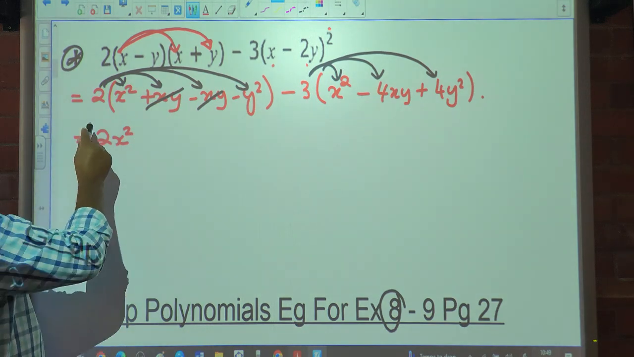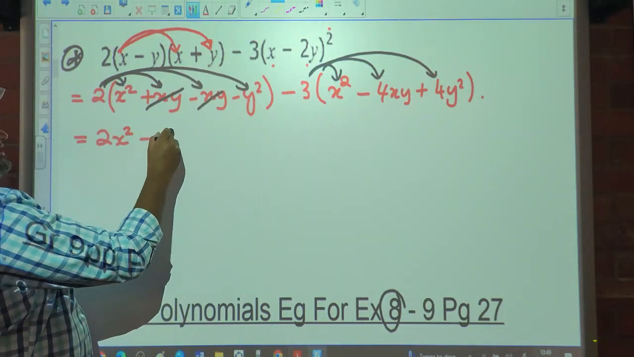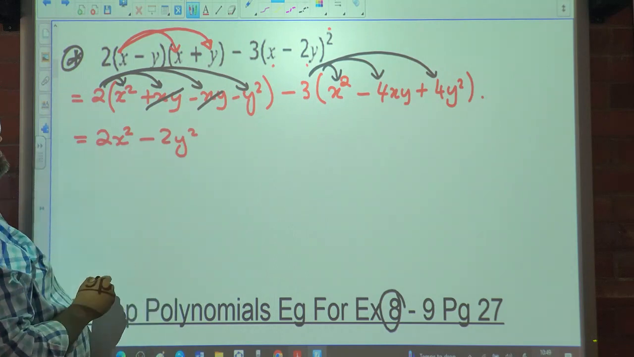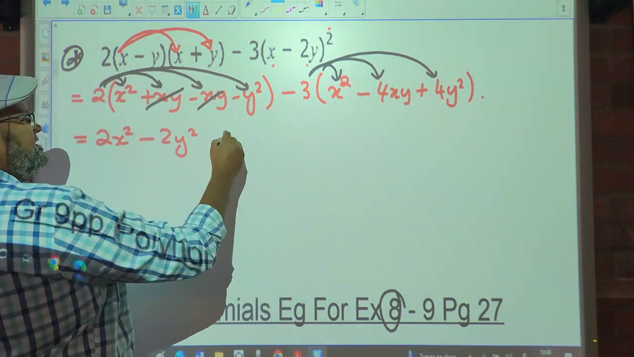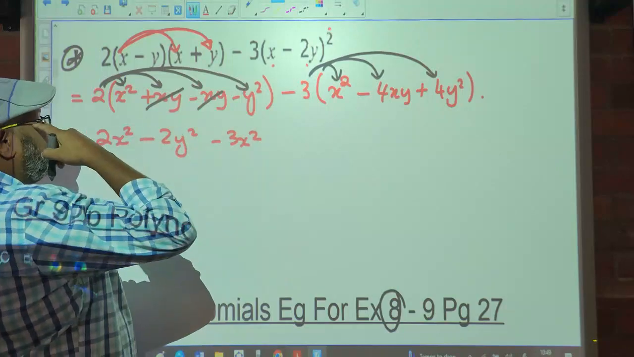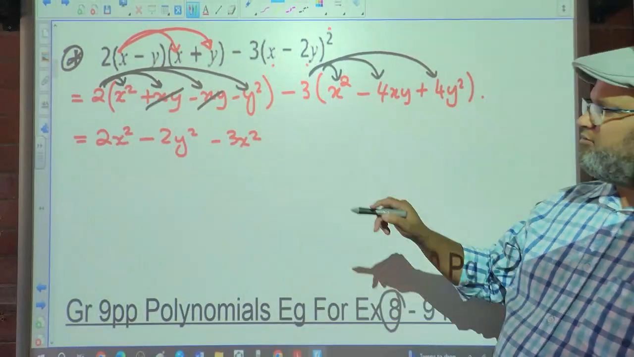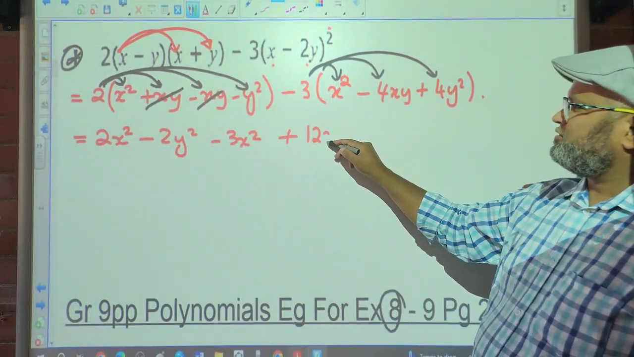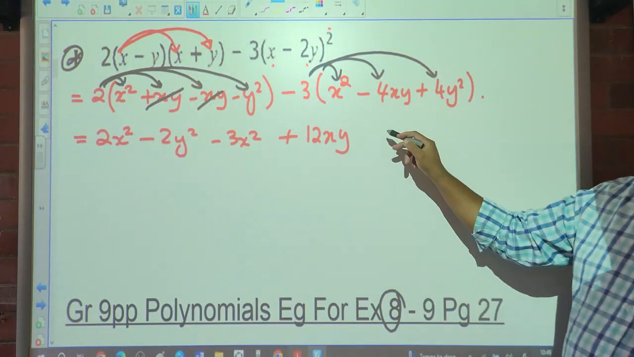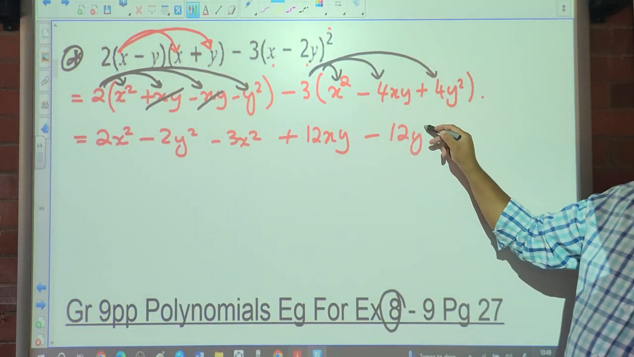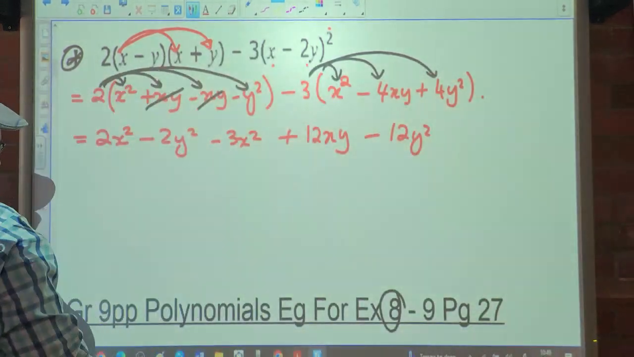So what's 2 multiplied by negative y squared? Negative 2y squared. What's negative 3 times x squared? Negative 3x squared. Negative 3 times negative 4xy? Positive 12xy. Negative 3 times positive 4y squared? Negative 12y squared. Do we stop here? No, we can carry on.